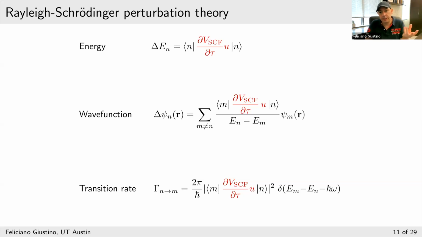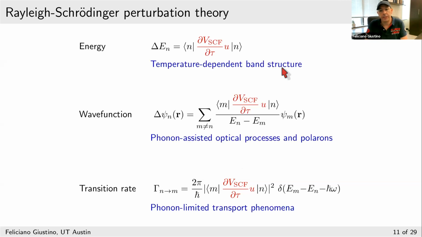These 3 recipes are almost trivial for this audience, obviously, but I would like to emphasize that they are very important because the first one is the key to understand temperature-dependent band structures. The second one is the key to understand phonon-assisted optical processes, but also the formation of polarons. And the last one is important to understand phonon-limited transport coefficients, for example, like the mobility I mentioned before. In the following, we're going to give examples of each of these 3.